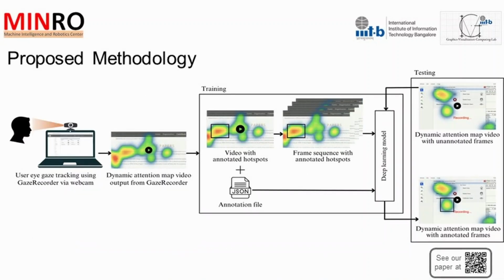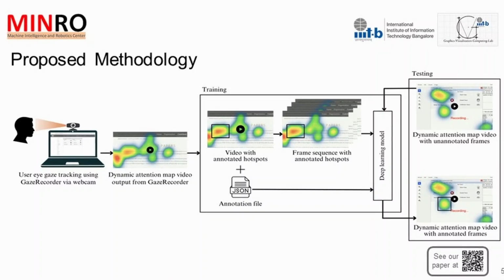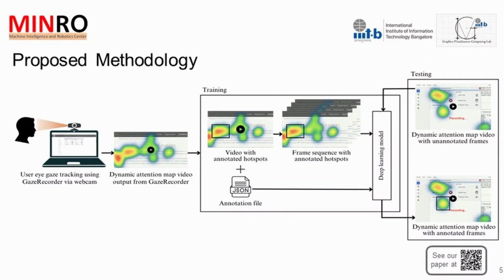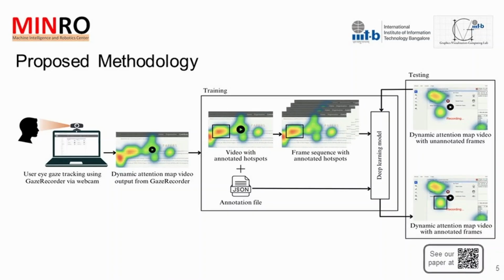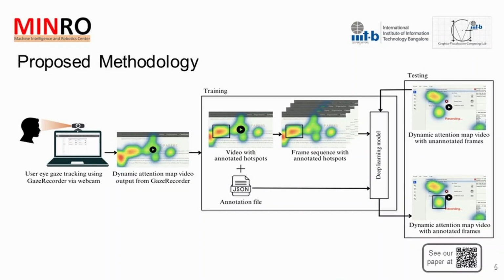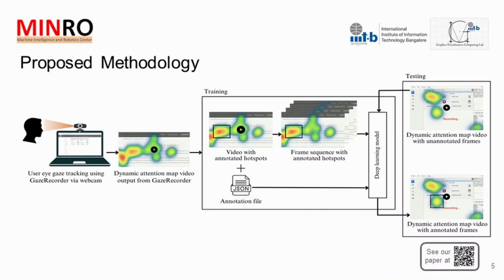We train the neural network models using annotated dynamic attention map videos to predict the rectangular bounding box around the latest changing hotspot in each frame of the video. Each frame has either 1 or 0 rectangular bounding boxes pertaining to the hotspot. Once the model is trained, it can predict bounding boxes around the latest changing hotspot for each frame in a test video. A sample of the output is shown here.